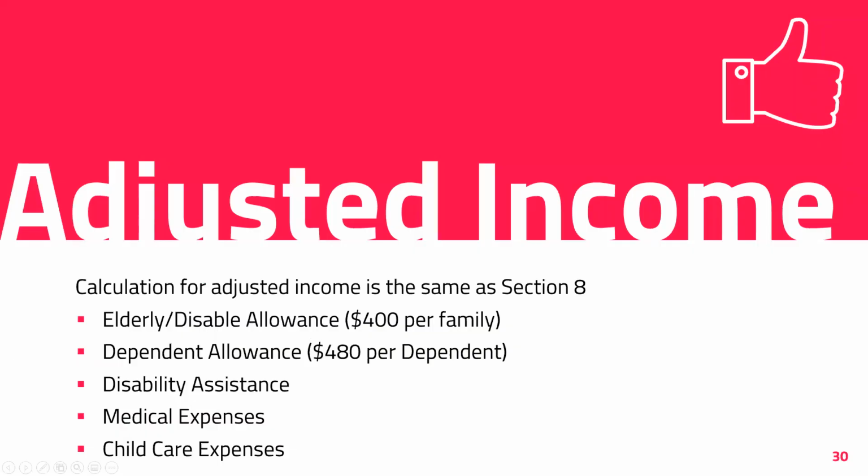Okay, let's talk. Well, we're not going to talk about this because actually they're exactly the same as the regular project-based Section 8 that we're familiar with. They still get the same elderly disabled allowance deduction. Dependent allowance is $480 per dependent. Disability assistance, medical assistance, childcare expenses, all of this use the exact same method that the project-based Section 8 is using.